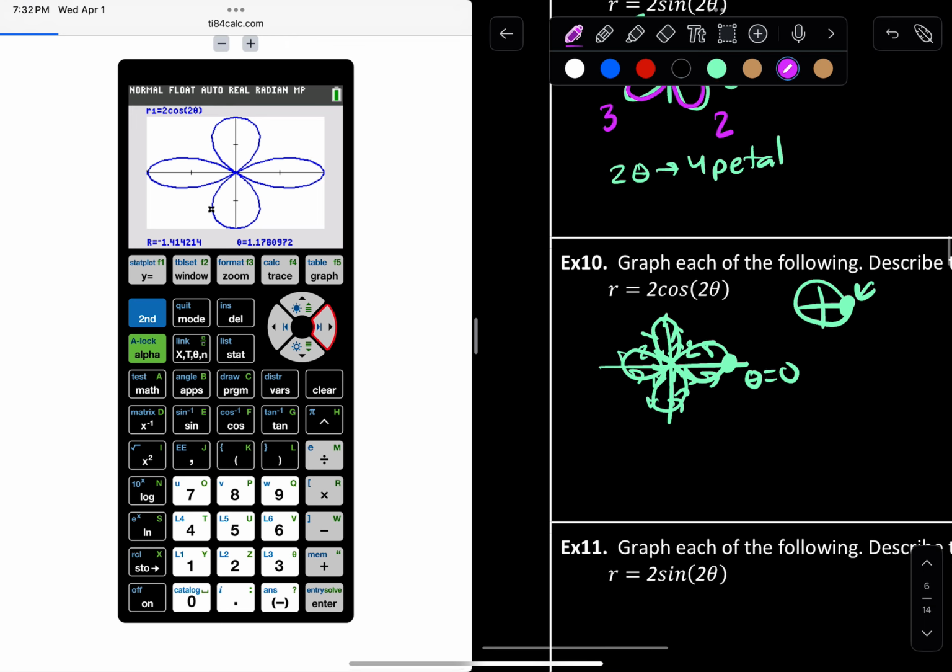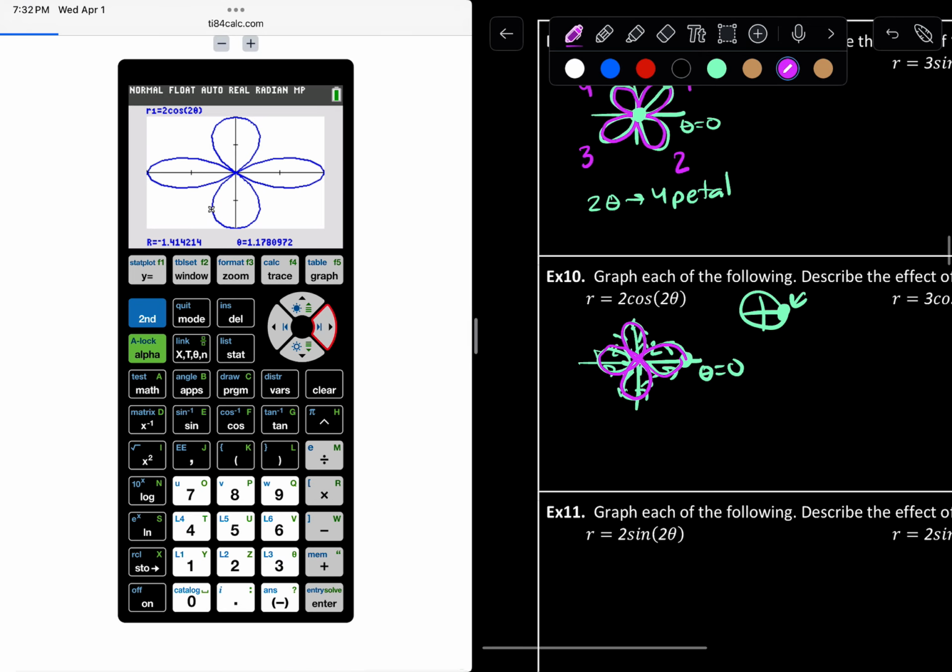Okay, so one more time, we start at the pole, come around. It's a smooth turnaround through the pole every single time. And then we finish that last petal. So again, we have a maximum radius within each petal of 2. And then because it has 2 theta, it has 4 petals.